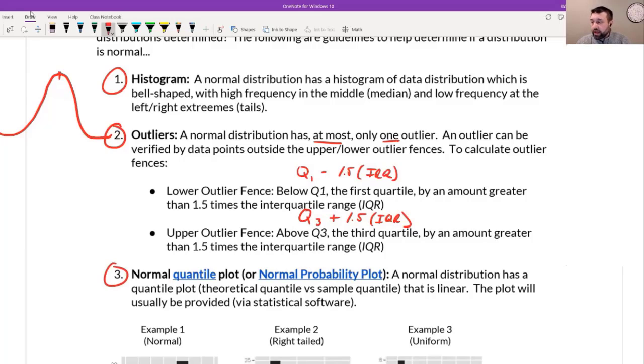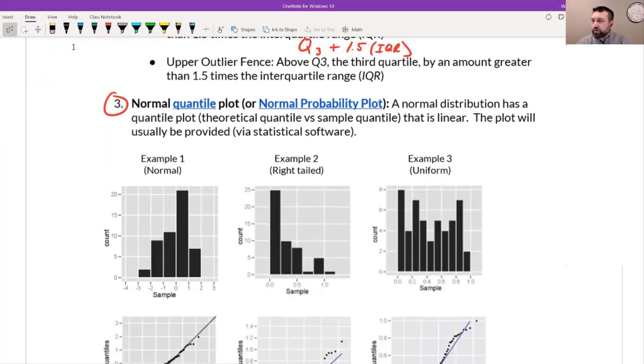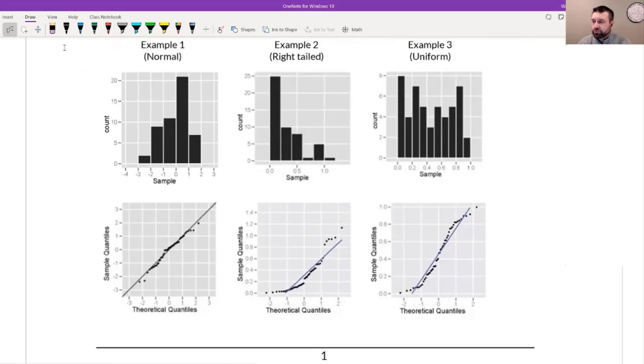The third thing that we'll look at is something called a quantile plot. This is sometimes referred to as a QQ plot. Now, you will not have to generate the QQ plot, but know that it will be provided for you. So if you have a data distribution that is fairly normal, that looks somewhat normal, your QQ plot will be linear. You'll have a nice string of data points all pretty much in a line.